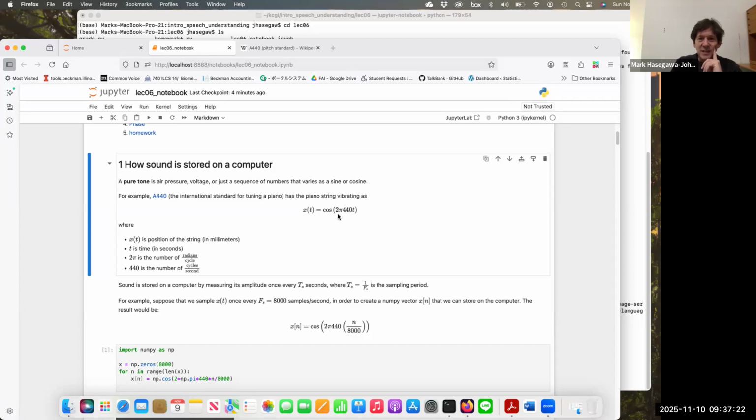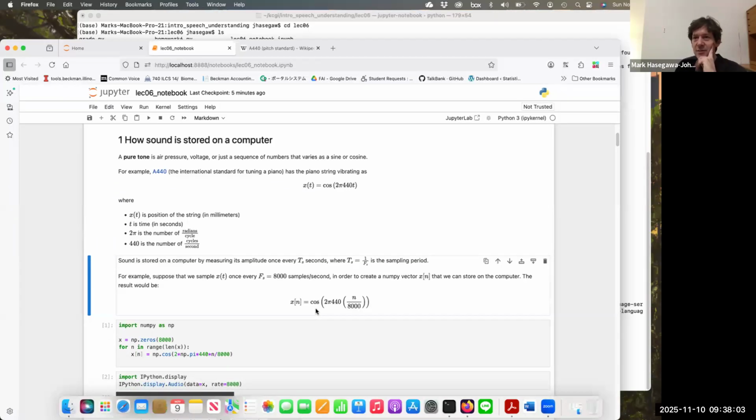So we write that x of t is the cosine of 2 pi times 440 times t, where x of t is the position of the string, or it's the air pressure of the air, or it's the position of the reed in a clarinet. T is the time measured in seconds. 2 pi is the number of radians in one cycle. A radian is a measure of an angle, and a circle has 2 pi radians. That's because the circumference of the circle is 2 times pi times the radius of the circle. And 440 is the frequency of this cosine. It's the number of cycles per second, or the number of hertz.